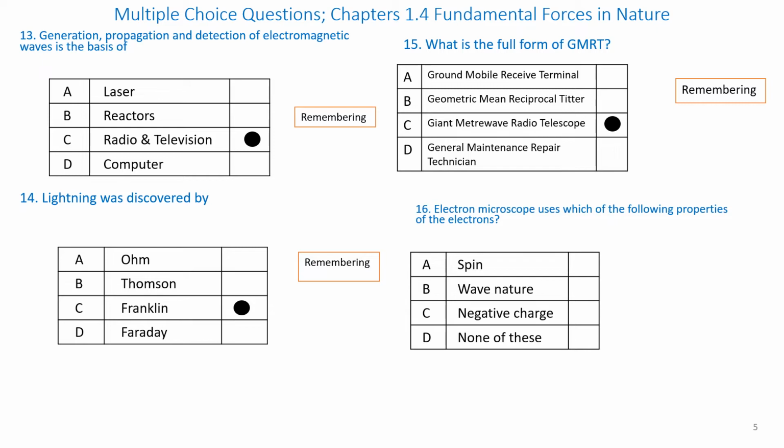Question number 16. Electron microscope uses which of the following properties of the electrons? Choice A is spin, B wave nature, choice C is negative charge, and D is none of these. The correct answer is part B, that is wave nature of electrons is used for electron microscope.